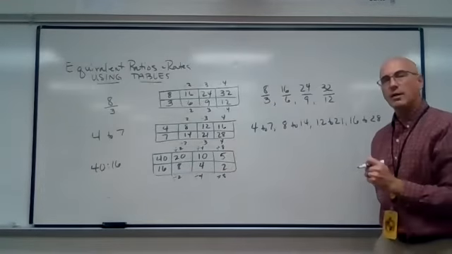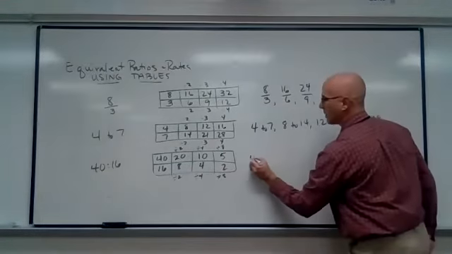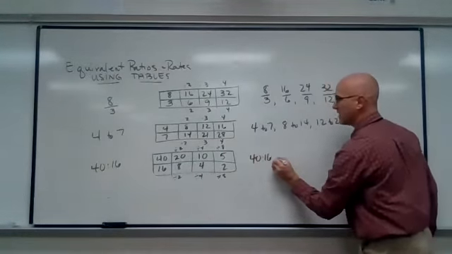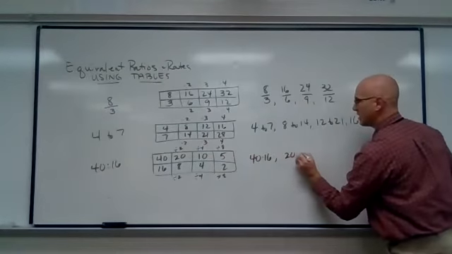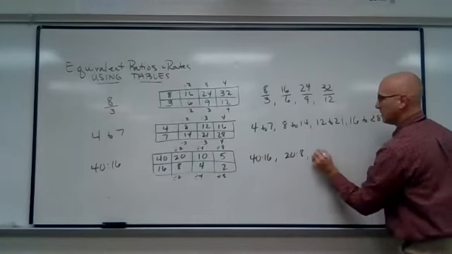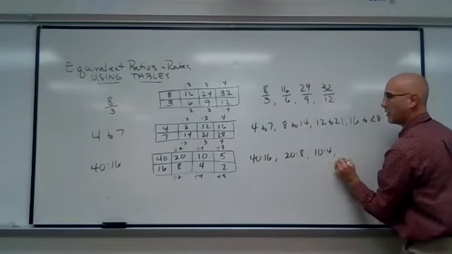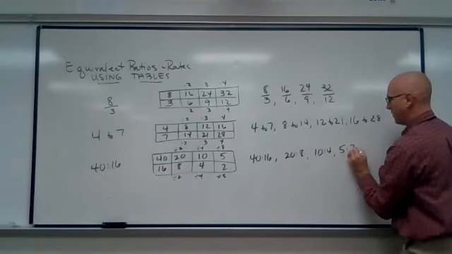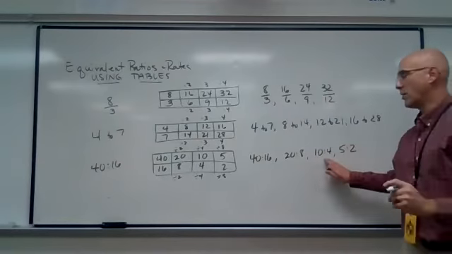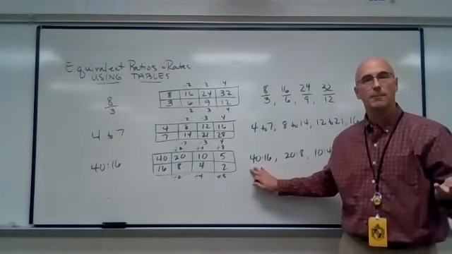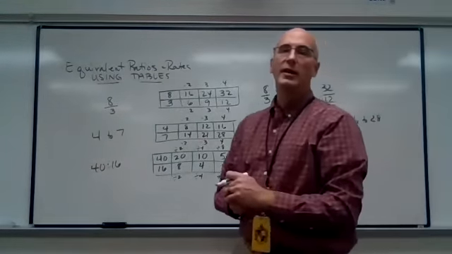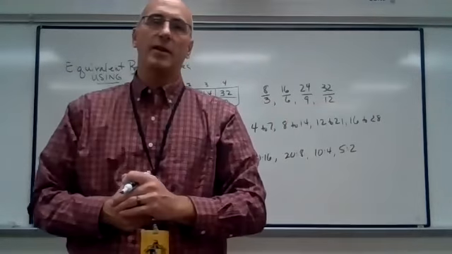So now I can start writing my equivalent ratios. My original one is 40 to 16. My next one is 20 to 8, 10 to 4, and 5 to 2. So I have found 3 additional equivalent ratios to 40 to 16. And there's how you find equivalent ratios and rates by using tables.